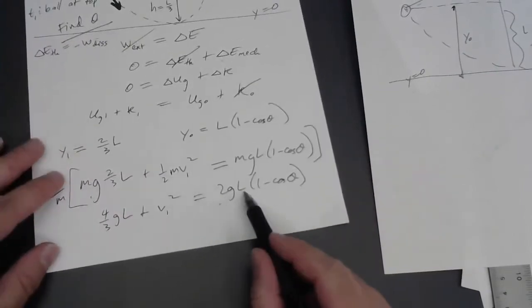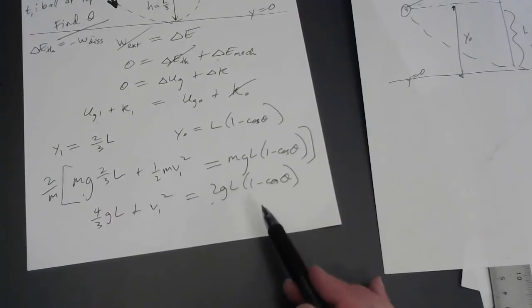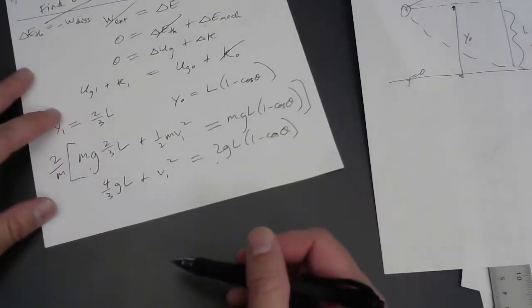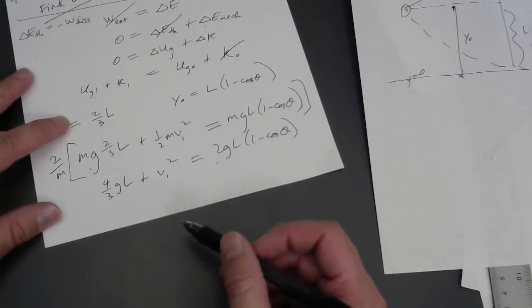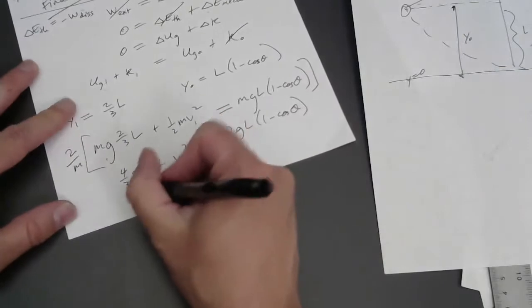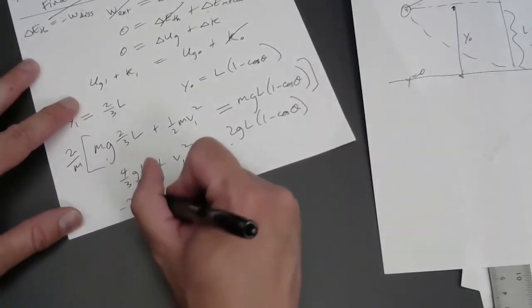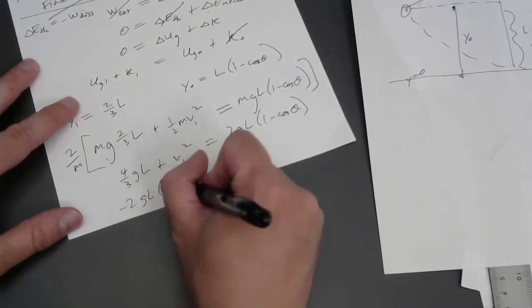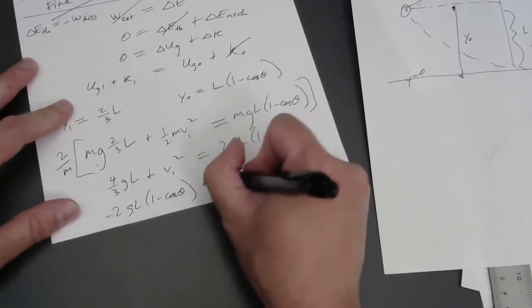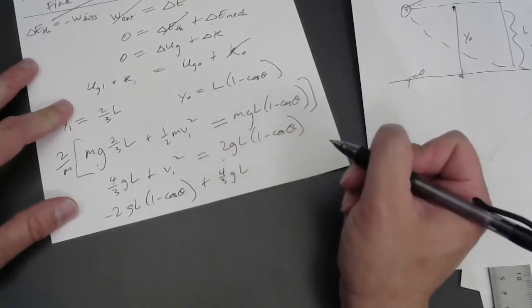And there's that 2gL, 2g times height, that we keep seeing. Remember root 2gh? That's kind of what we're looking at here. So like I said, I'm going to put the v squared on one side and everything else on another side. I think what I'll do is put this on the left. You'll see why. So negative 2gL times 1 minus cos theta plus 4/3 gL. Hang on a second. Made an algebra error.